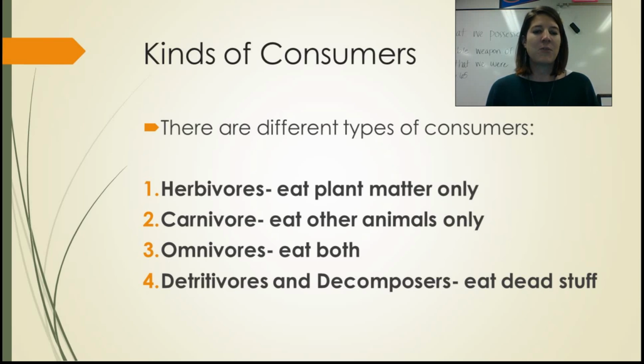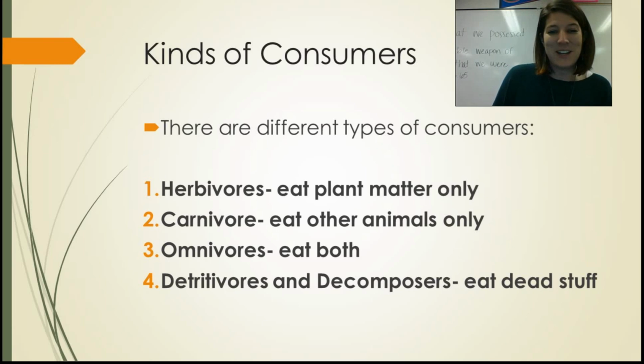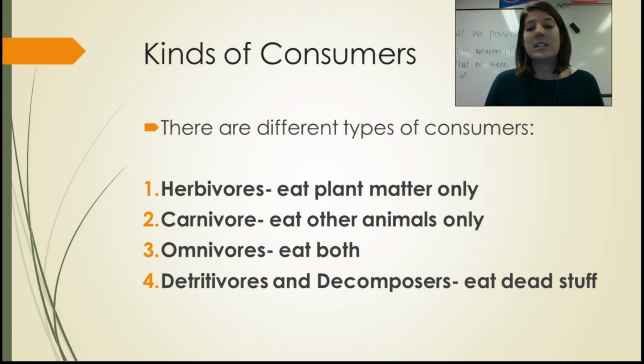So there's actually 4 different kinds of consumers we're going to talk about today. If you consume to get your energy, then you might be an herbivore, meaning you eat only plants. You might be a carnivore, meaning you only eat other animals or other consumers. You might be an omnivore if you eat both. Omnomivore. Or you might be a detritivore or decomposers.